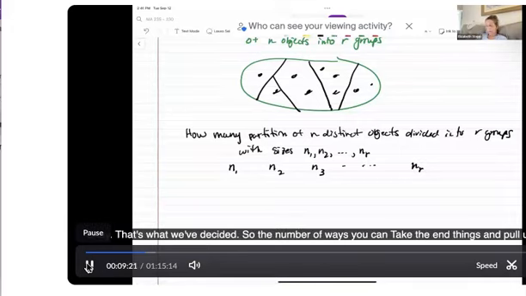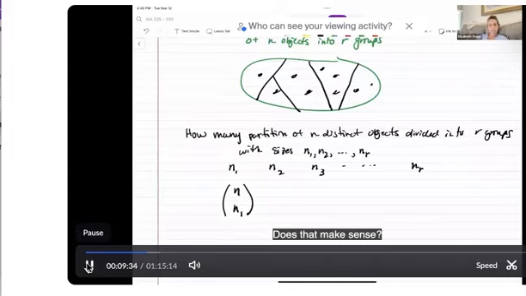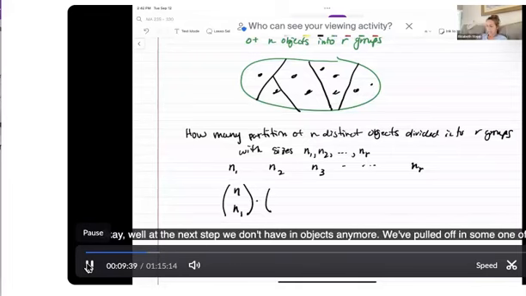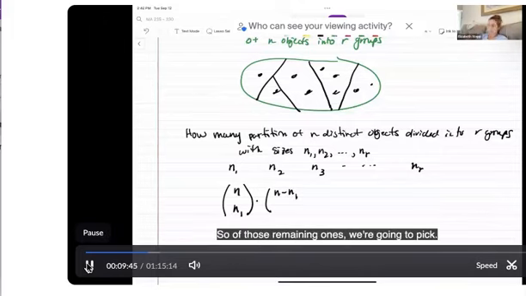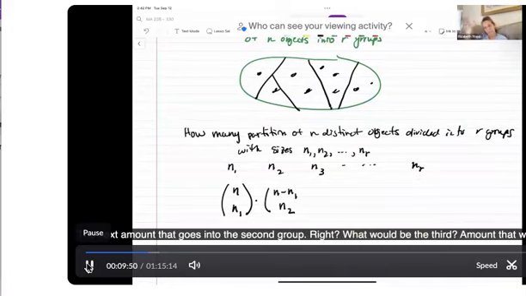So the number of ways you can take the n things and pull off n1, where we don't care about the order once we're inside the set. We just care that it's in the first set. That make sense? Okay, well, at the next step, we don't have n objects anymore. We've pulled off n sub 1 of them. So of those remaining ones, we're going to pick the next amount that goes into the second group, right?